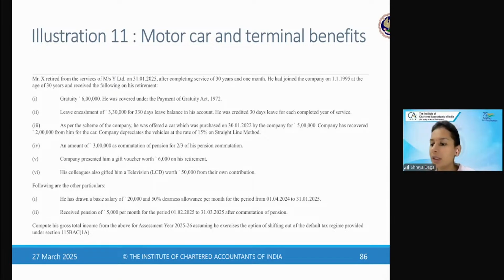All right. I hope the others are reading the question. Motor car and terminal benefits. So Mr. X retired from the services on 31st January after completing 30 years and 1 month.